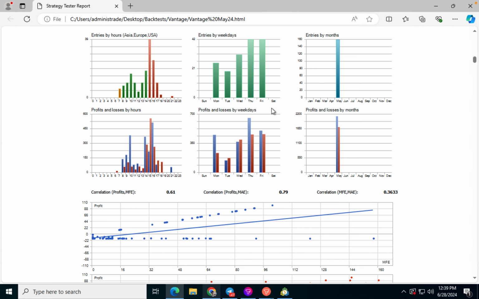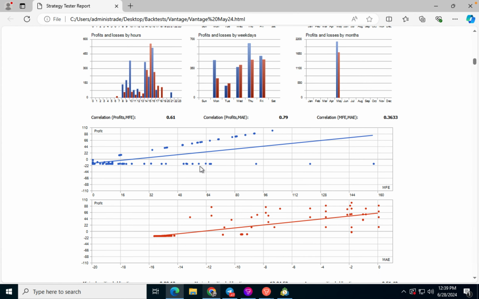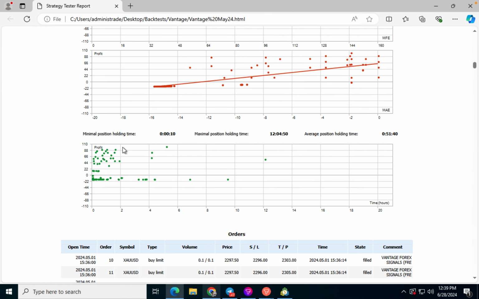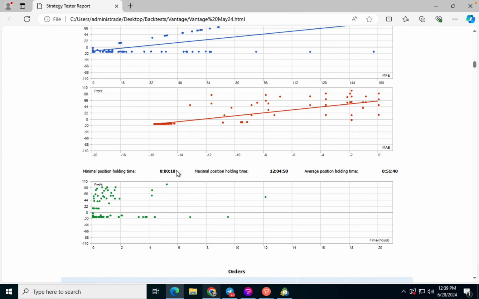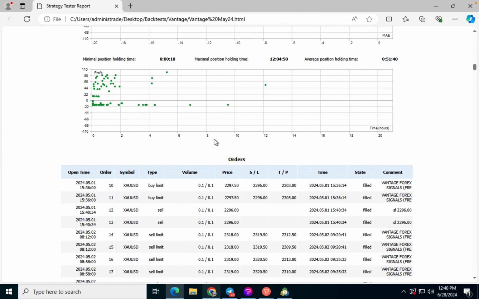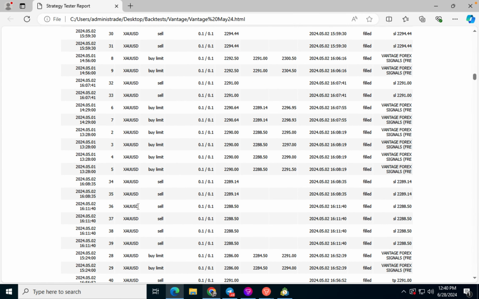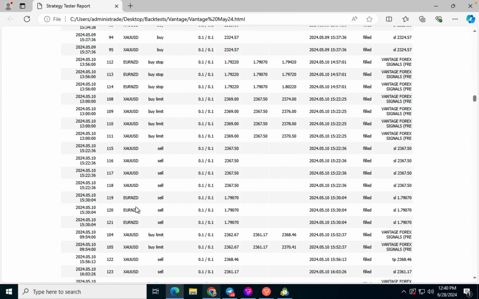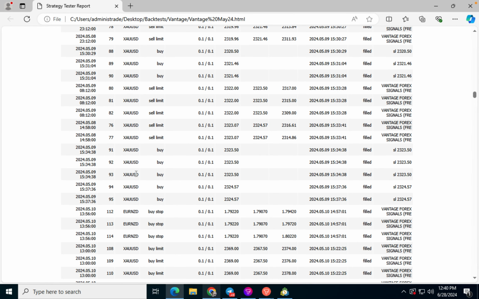Entries by months, May, of course. Here's our statistical scatter plot, our scattering of wins on this side of the line, and then the losses on this side, right? We can see our average holding time. 10 seconds is the smallest amount, and then we go all the way up to an average position holding time of about 51 minutes, right? Maximum about 12 hours. And I think mostly they just trade gold, this particular channel. In fact, I'm pretty sure that's all they trade. Oh, wait, no, there's some currency pairs.